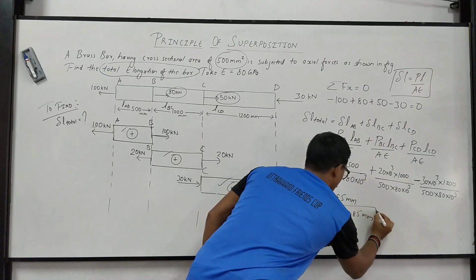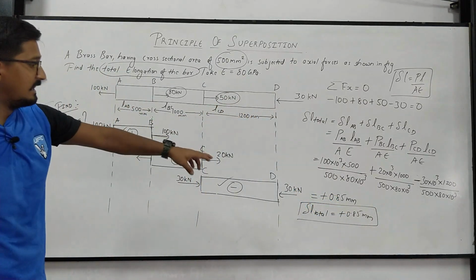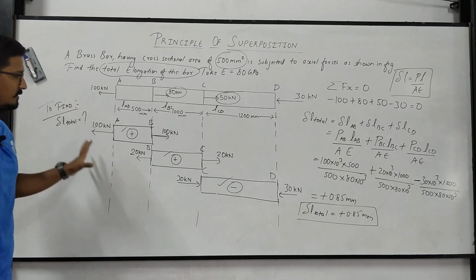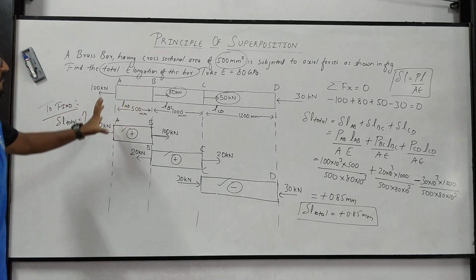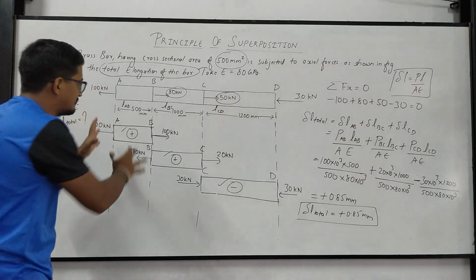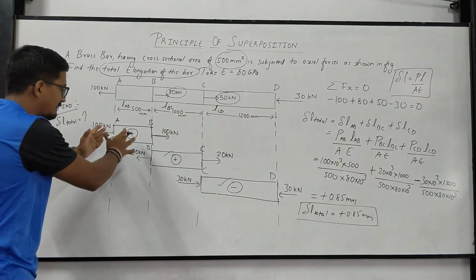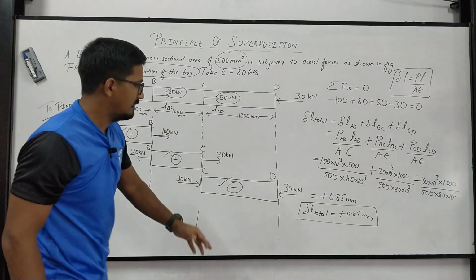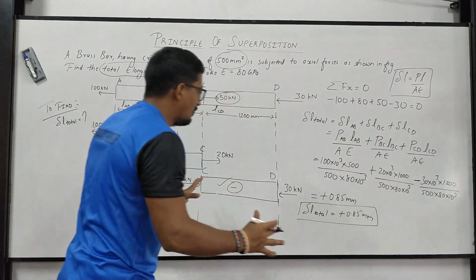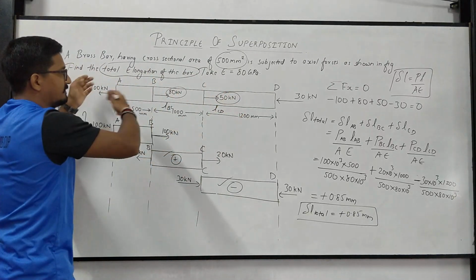So we got our answer. The total elongation of the bar is 0.85 mm. So this is how we can solve using the principle of superposition. The major thing was to balance this, first cross checking it and balancing it and taking the sign conventions properly. So 0.85 mm. Before, the question was wavered, all the forces were here and there.